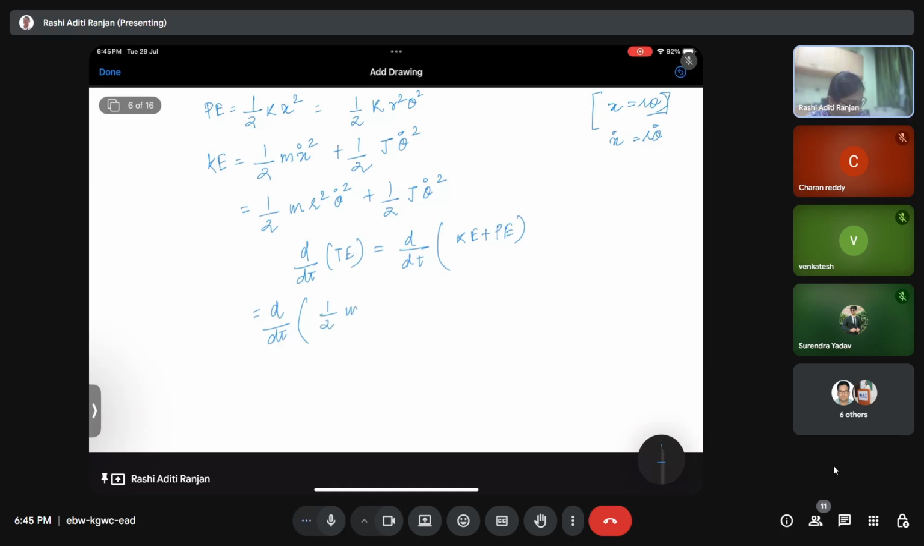Half m r square plus half J theta dot square plus half k x square.